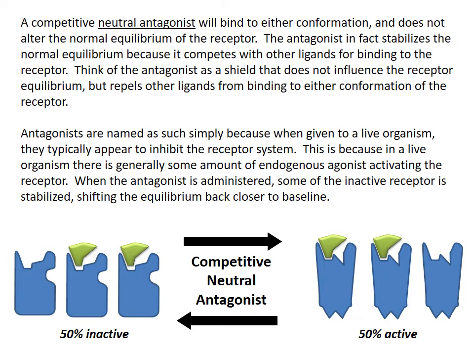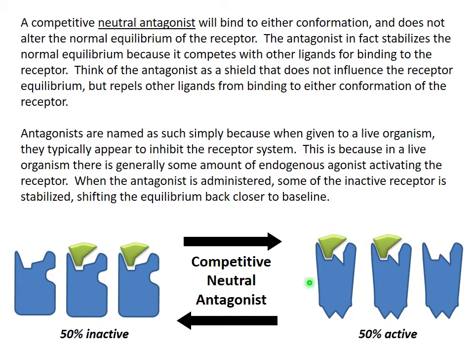So a pure antagonist is also considered a competitive neutral antagonist, and neutral means that it doesn't have a preference for the inactive conformation or the active conformation. It actually doesn't prefer either. It has affinity for both. And by definition, it doesn't really alter the normal equilibrium. So if the normal equilibrium is 50% inactive, 50% active, the neutral antagonist will retain that.